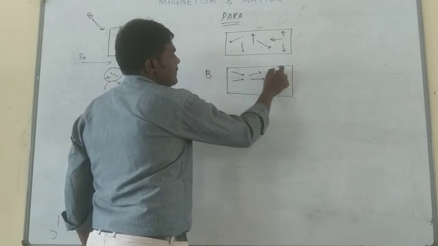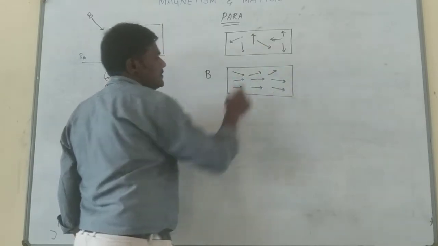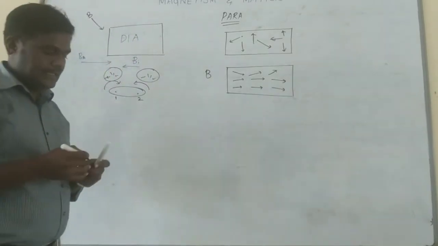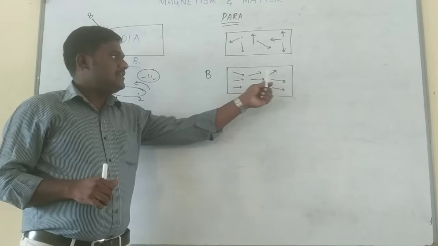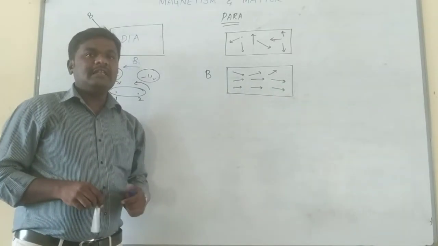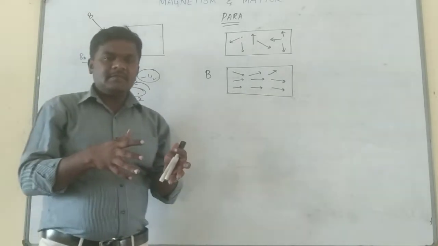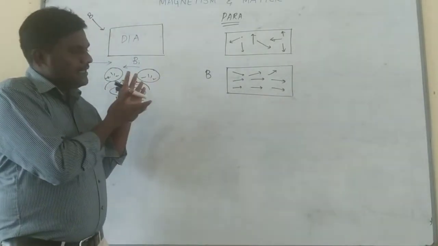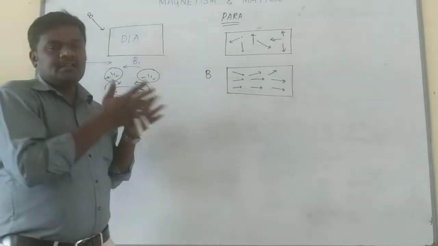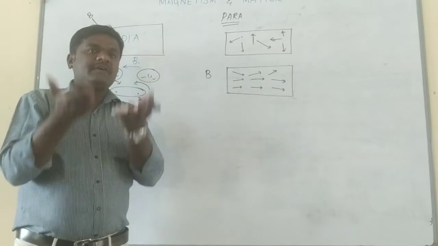see this way they will align. You can find the difference in the diagram. Here the magnetic moments are aligned into a particular direction. Here also a slight disturbance is there. That is because of thermal agitation. What is thermal agitation? Due to surrounding thermal energy, the electrons will be disturbed. Even though they are placed in the presence of an external magnetic field, the alignment will get disturbed due to thermal agitation and lattice vibrations and all.